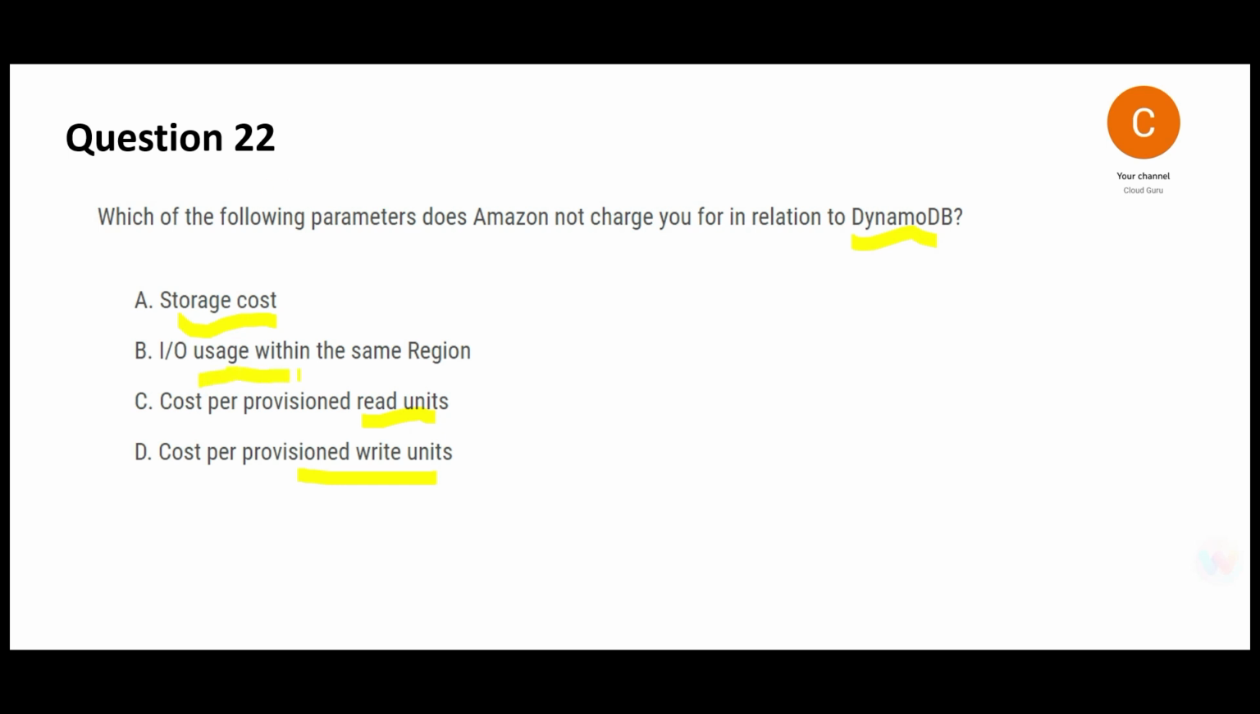When you are having IO usage within the same region, that is free, because any communication within the region in many cases is free. Okay, anything that is going outside of a region is not free. Anything that is going outside of a region to another region, or outside of a region to on premises, is not free. Anything that comes inside AWS, any data that is coming inside AWS, is free. So this would be my answer.